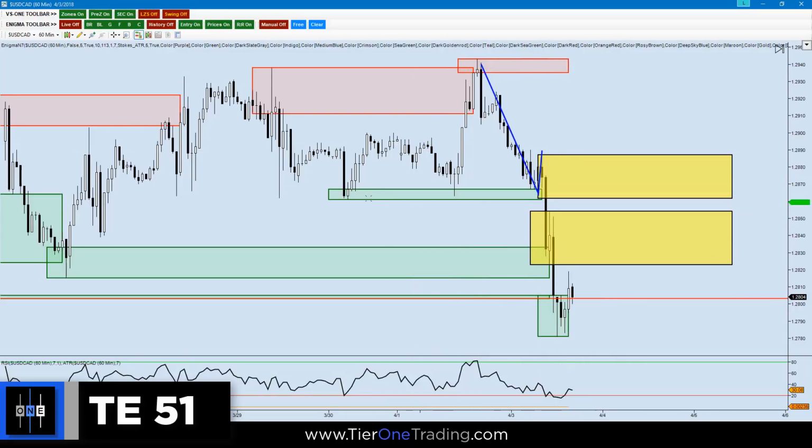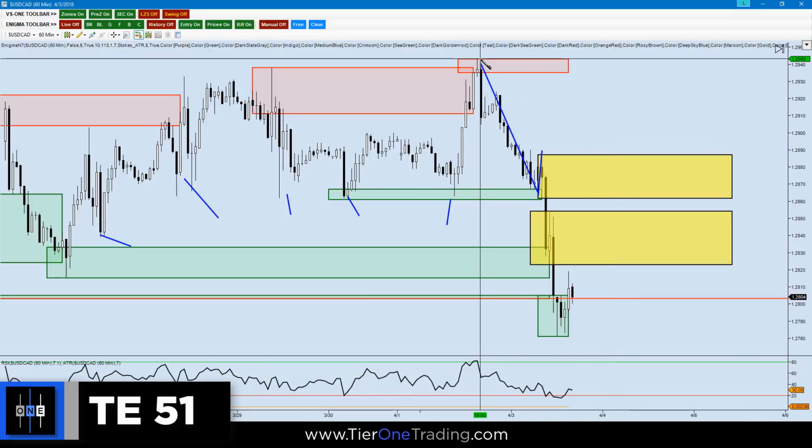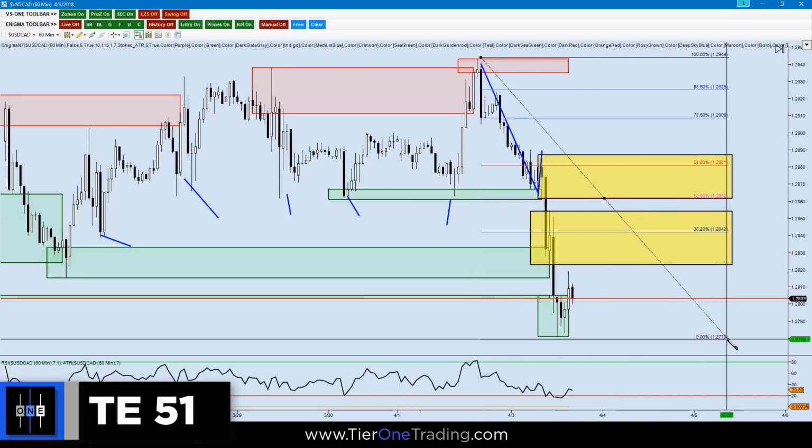But look left, structure leaves clues: support, support, support, support. Look left, structure leaves clues as well: support, and it's right at the upper end of this VS1 support zone as well. If you want to add a little bit of confluence to it, we can also bring on our Fibonacci retracement tool from our swing high to our swing low.